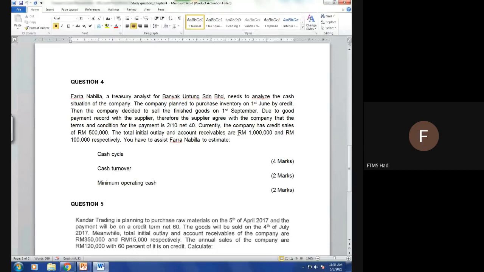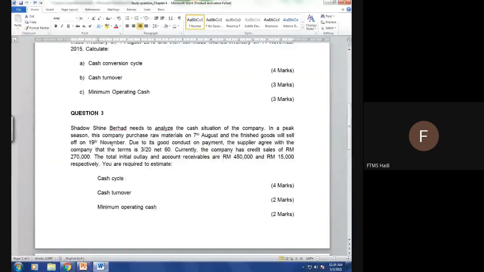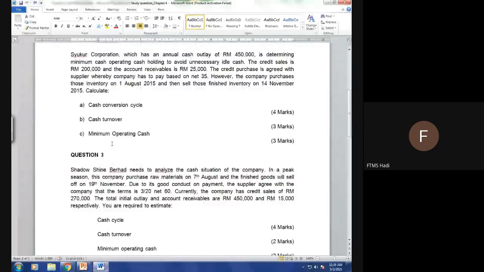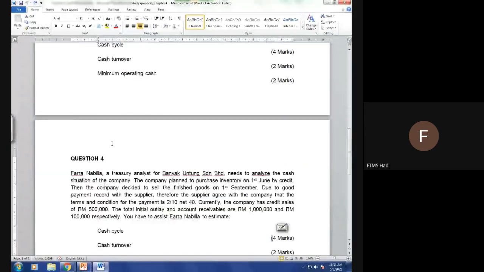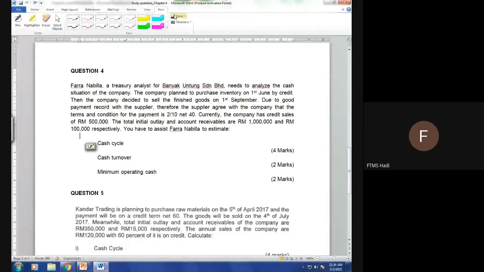All right, let's have a look at question 4. Where are the A, B, C, and D? Let's have a look at question 4 and see how we're going to deal with this.